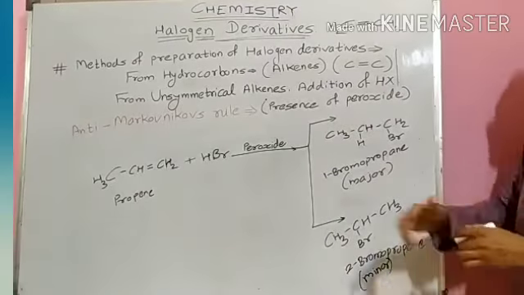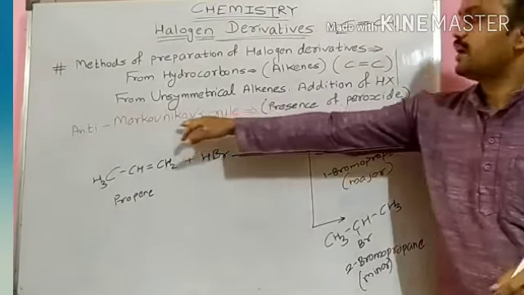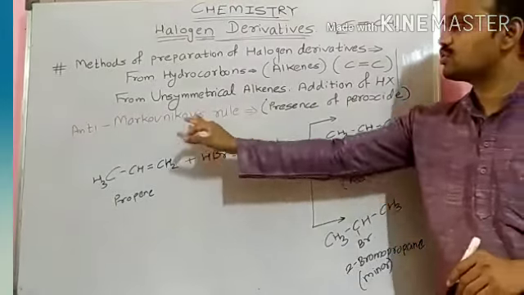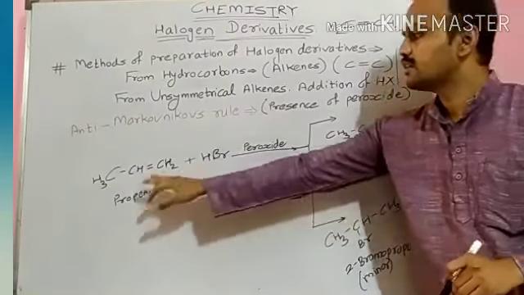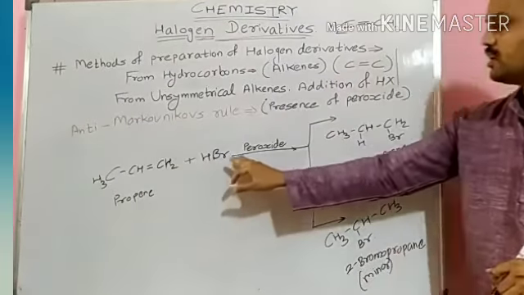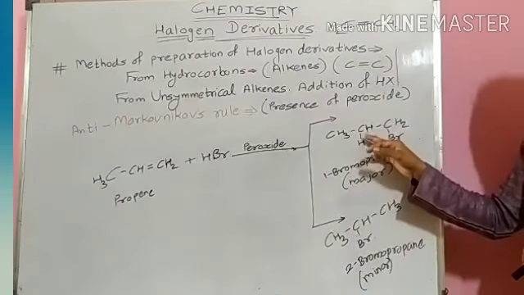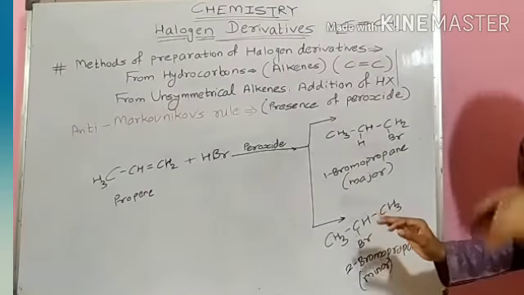So, this is the explanation of anti-Markovnikov's rule, presence of peroxide, which is also called the peroxide effect: propene plus HBr in presence of peroxide gives 1-bromopropane as the major product and 2-bromopropane as the minor product.